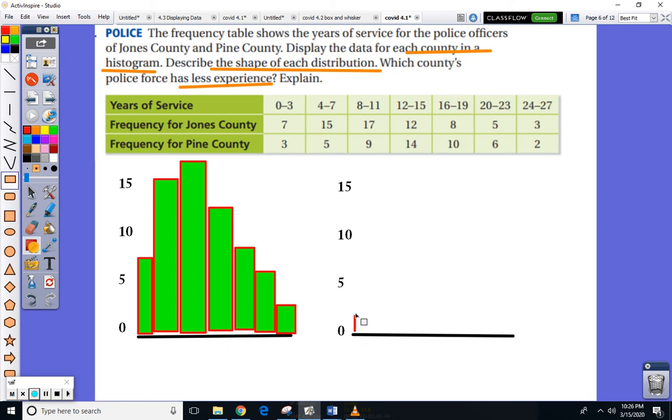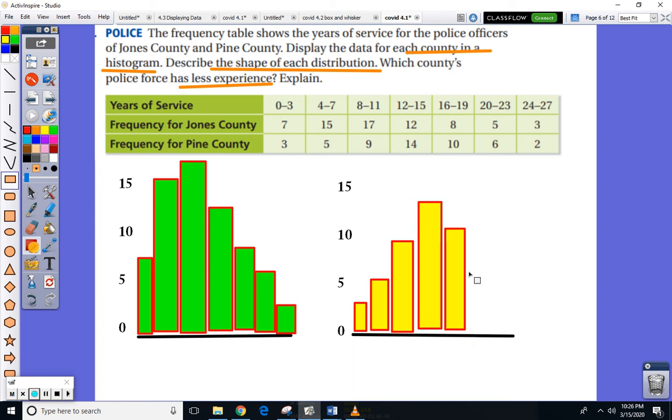The other one is 3, 5, 9, 14, 10, 6, and 2. Look at that one, pretty symmetric.